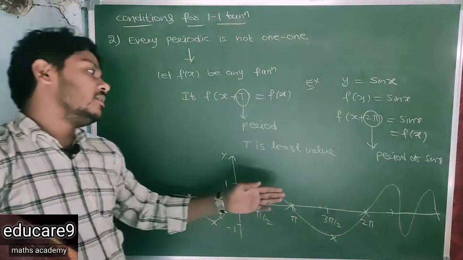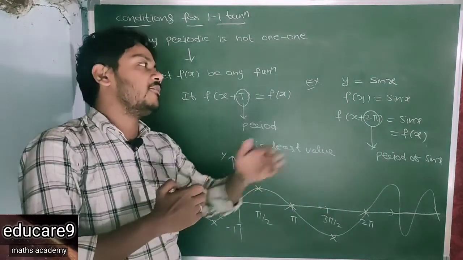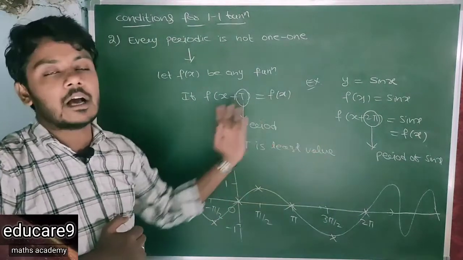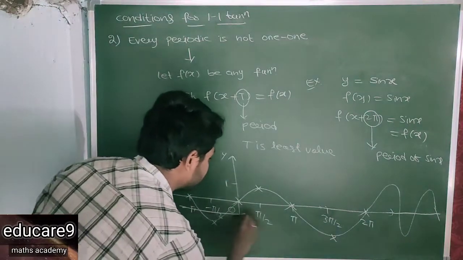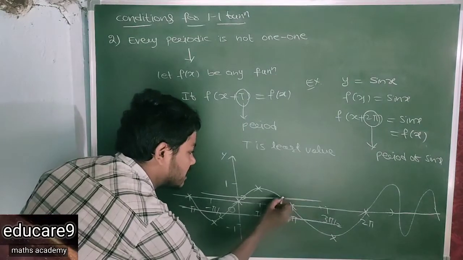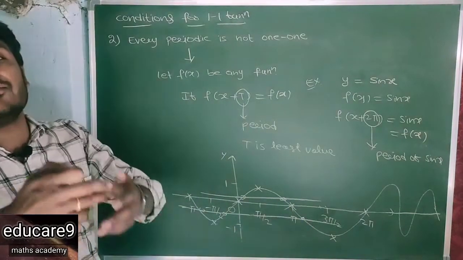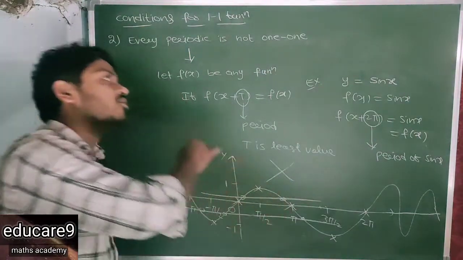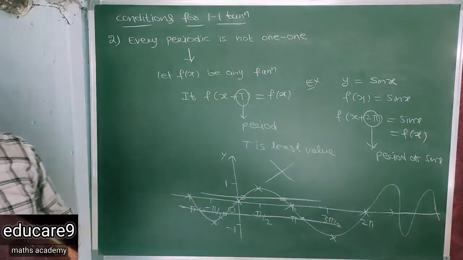So f of x is called a periodic function. What is f of x? Sin x, because after 2 pi the graph is repeating. Now draw the horizontal lines. So clearly the horizontal line touches the given graph at more than one point. So clearly this is not a one-one function. So that is the second case.